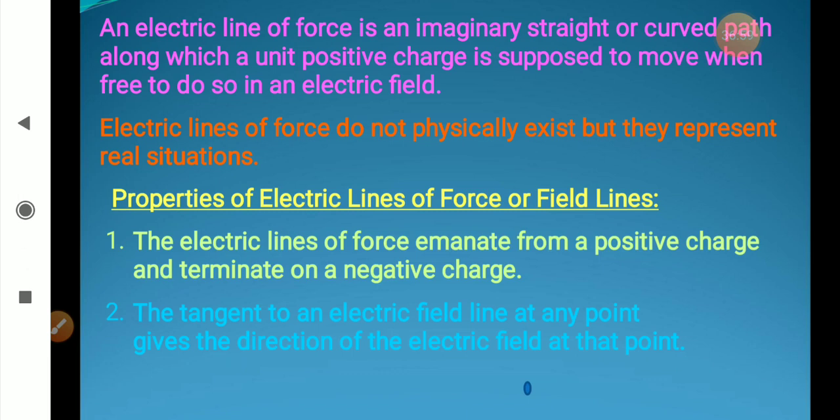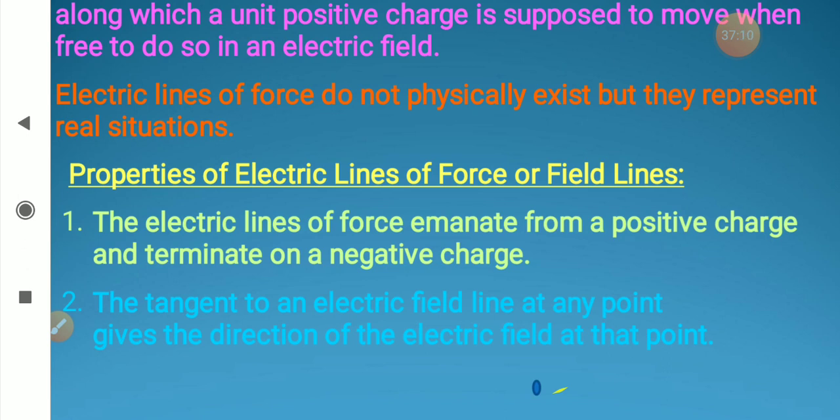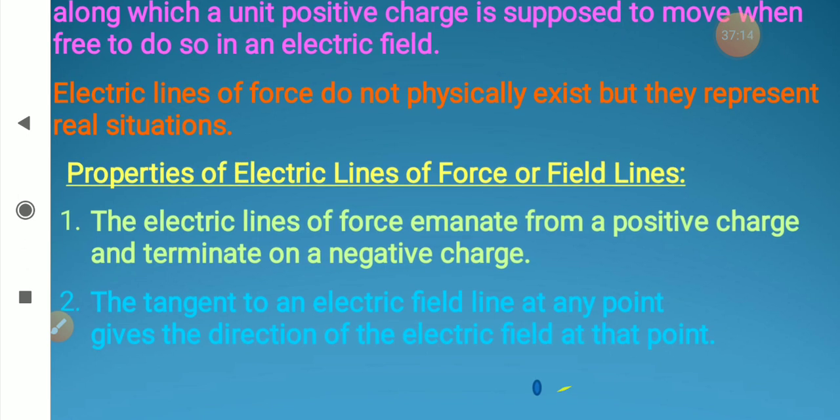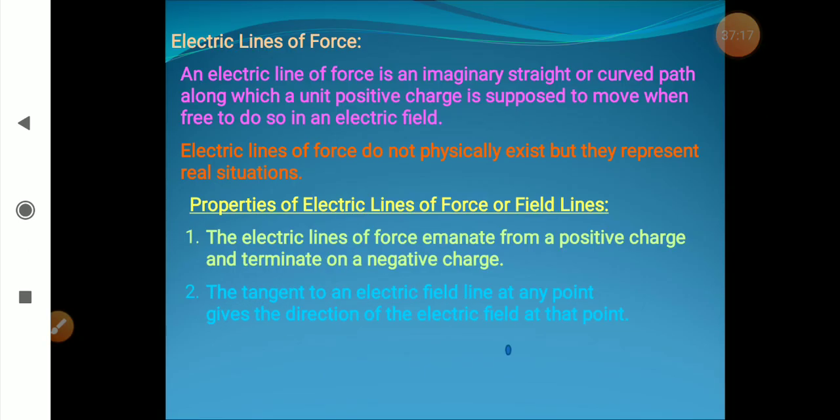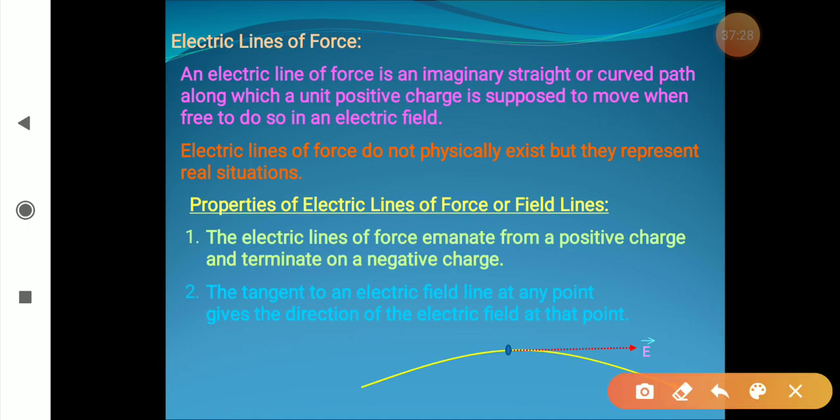The properties. Number 1, the electric field lines of forces start from positive charge and terminate on a negative charge. Tangent to an electric field line at any point gives the direction of electric field at that point. See here. We have electric field. This is electric field line. And at this particular point, the tangent is along the direction of electric field. So this yellow electric field line, its tangent drawn at this point shows direction of electric field. If the point is here, the direction of electric field will be this. If point is elsewhere, the direction of electric field is this.